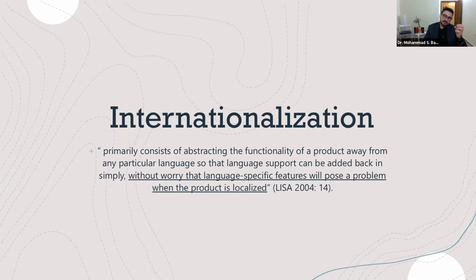LISA, which is basically an international association for localization, defines internationalization as a strategy by which a company tweaks and prepares their software products to be easily adapted. What do I mean by this? Let me show you.